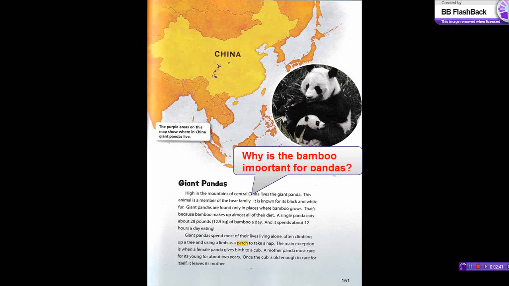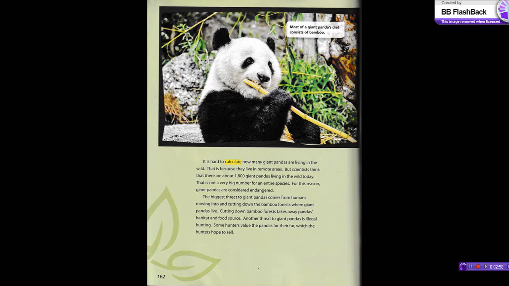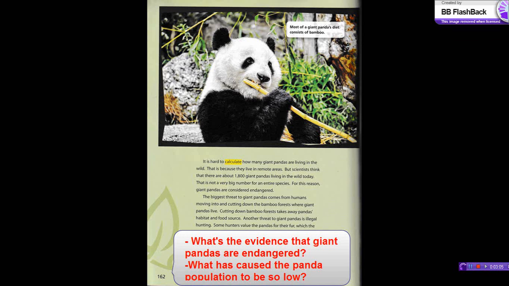Yes, it's important because bamboo makes up almost all their diet. So, giant pandas are found only in places where bamboo grows. Let's move on to the next page. Pause the video, read it please, and try to find the answer to these two questions. Okay, so the first one. What is the evidence that giant pandas are endangered?